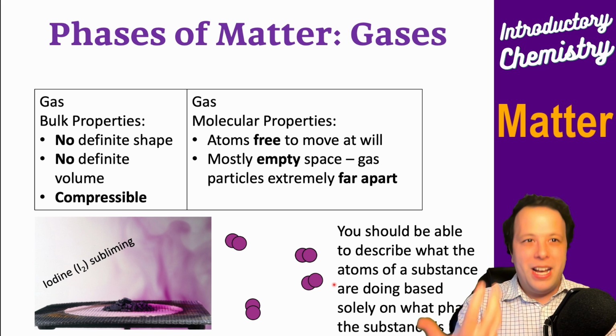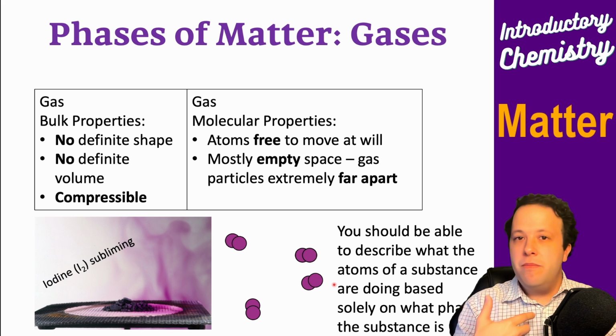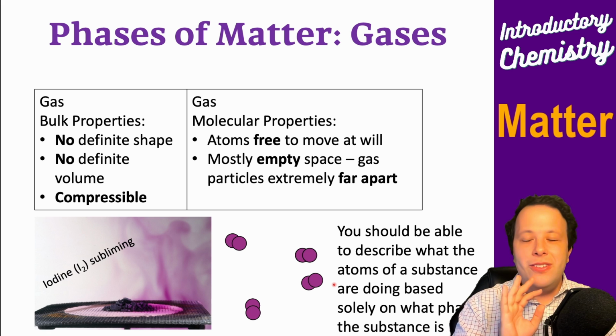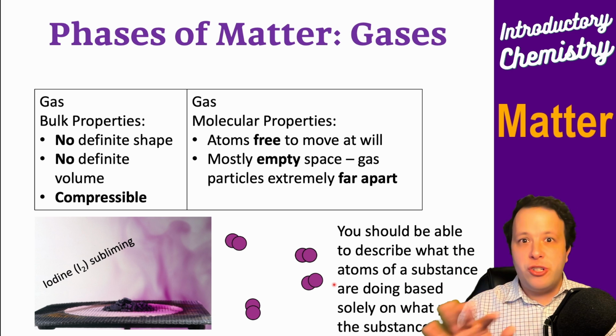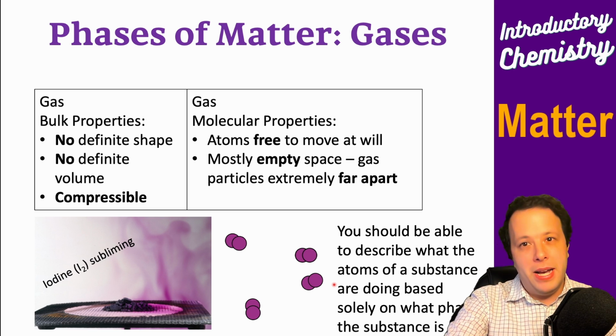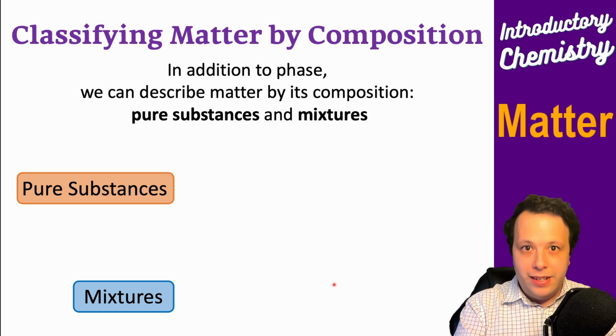So we have those 3 phases. How can we try to classify all the things around us? You can look around your room or wherever you're watching this video, and you can see many different forms of matter around you, whether it's your laptop, your phone, your desk, your chair, your clothing. All these things are different. So how can we classify matter? Well, the way we do it in the scientific community is by composition. What is it made up of?